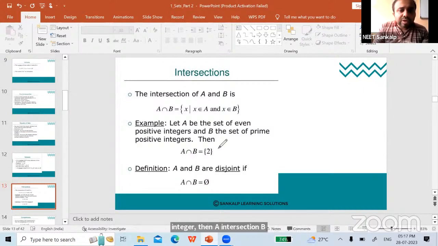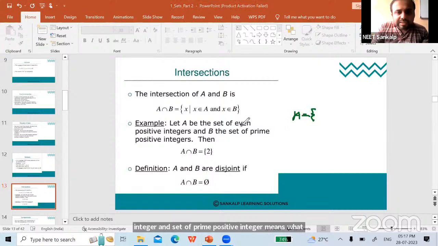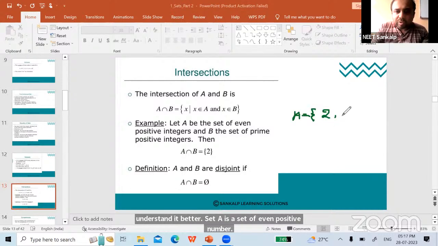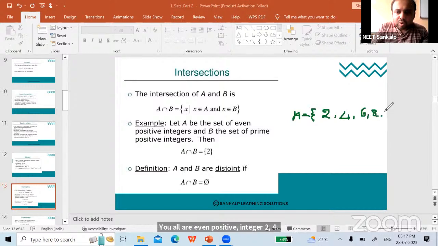Let me give the example so that you can understand it better. Set A is a set of even positive numbers. What are the even positive numbers? It starts from 2, and the multiples of 2 are all even positive integers: 2, 4, 6, 8, and so on.